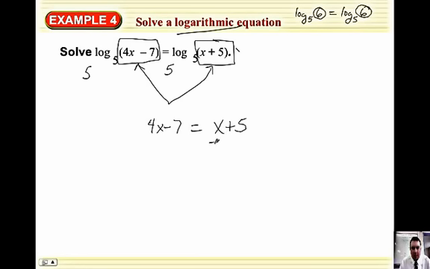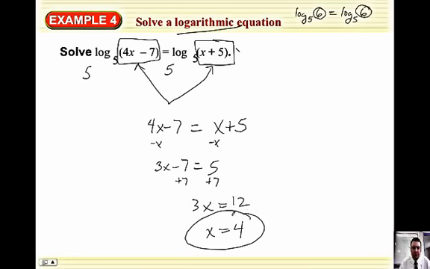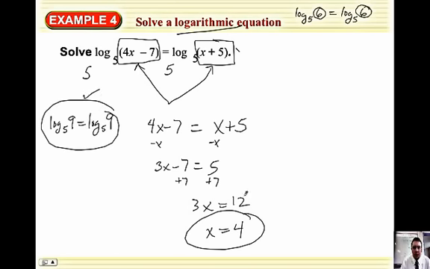Solve for x. Minus x, so 3x minus 7 equals 5, plus 7, plus 7. 3x equals 12, which means x equals 4. There's your answer. X would have to be 4 for this to be true. So if you put 4 here, that would be 16 minus 7, which would be 9. So log base 5 of 9 equals, if you put 4 right here, log base 5 of 9. It works out. There you go. Checks out. This is your answer.